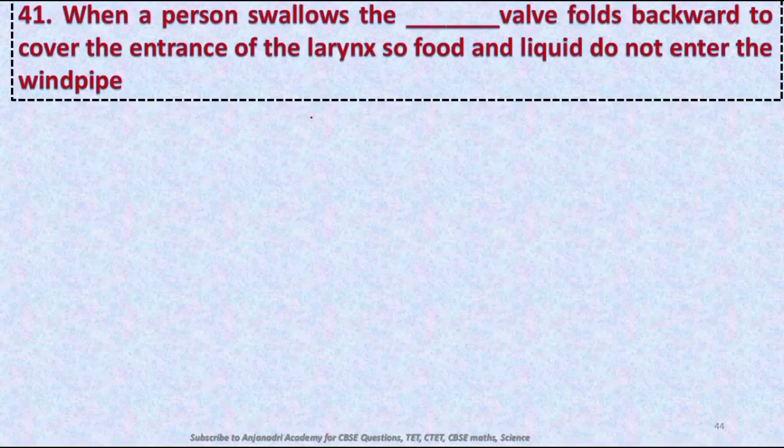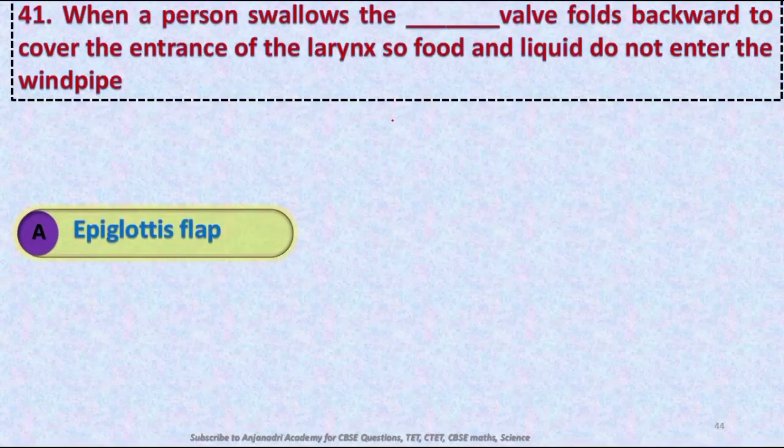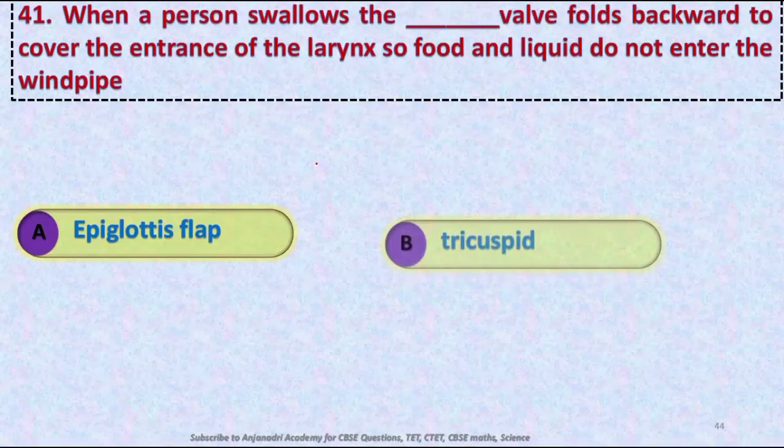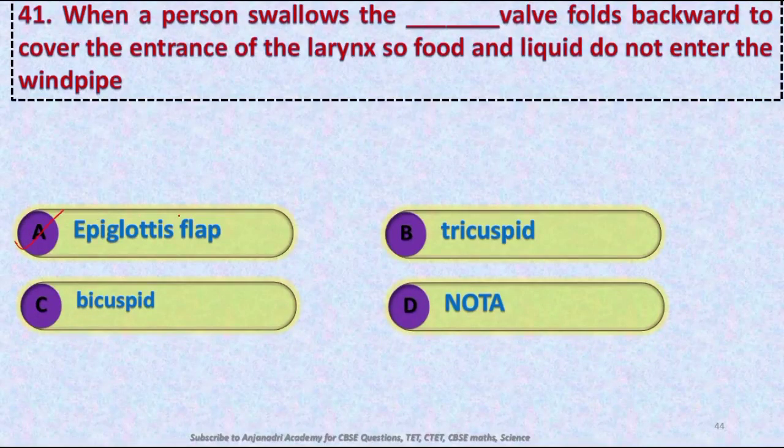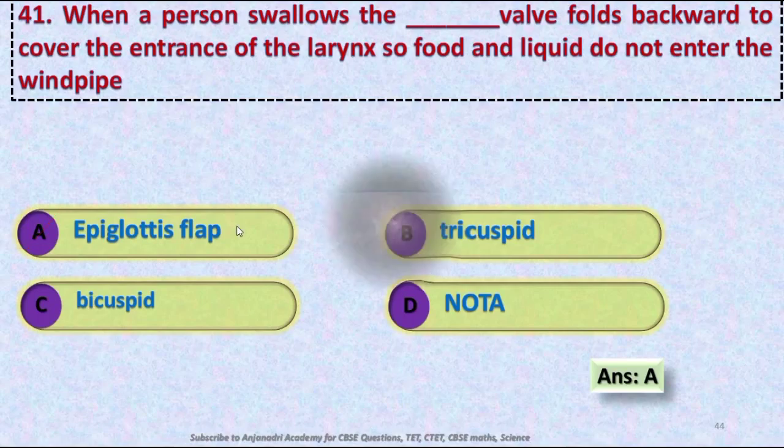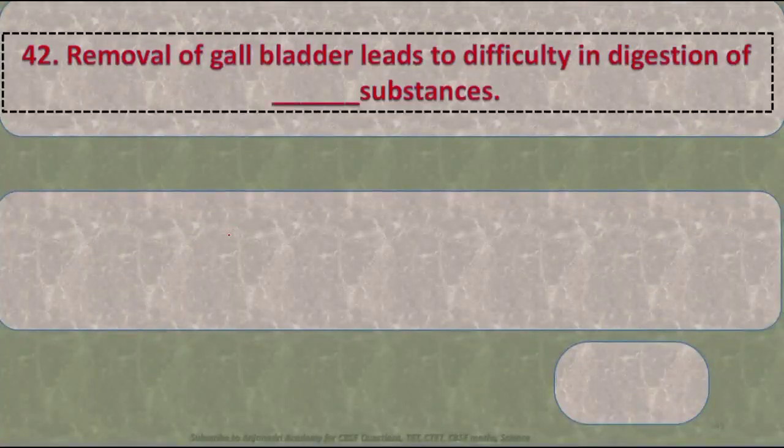Next question. When a person swallows the food, dash valves folds backward to cover the entrance of the larynx so food and liquid do not enter the windpipe. Option A, epiglottis flap. Option B, tricuspid. Option C, bicuspid. None of the above. Option A is the correct answer, epiglottis flap.